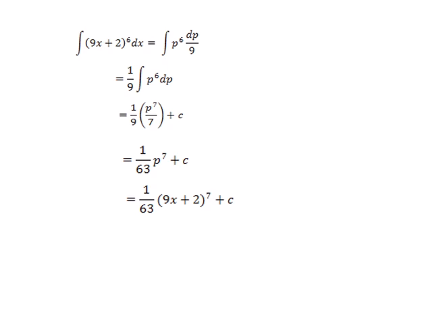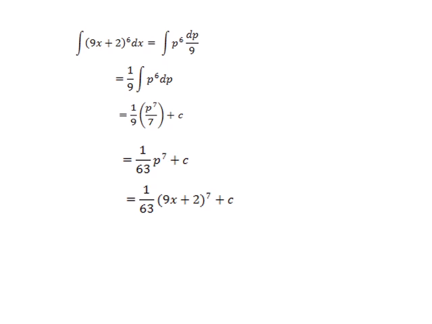Looking at this now, we see that 1 over 9 is the coefficient there. We now take it out. We take 1 over 9 as the coefficient, and take it out of the integral sign. Then we are left with what? p raised to power 6 dp. We are left with p raised to power 6 dp.